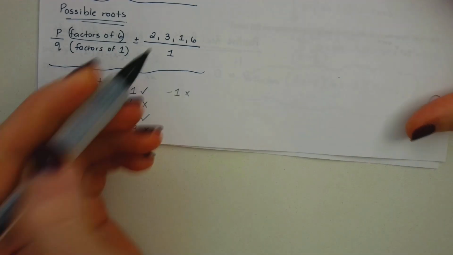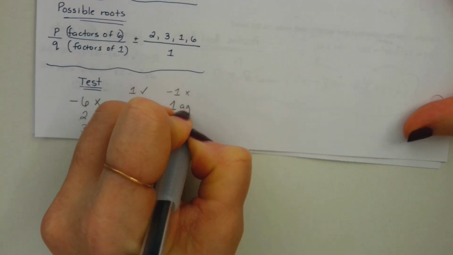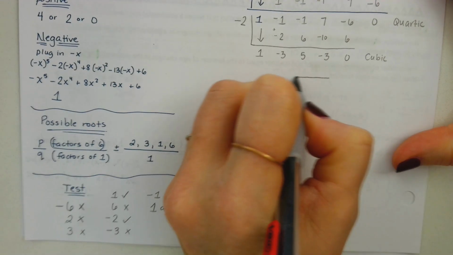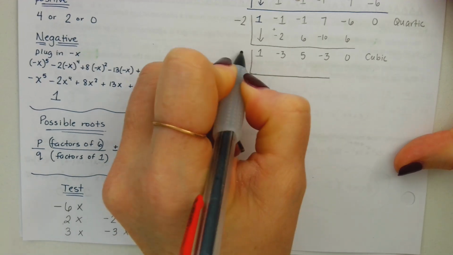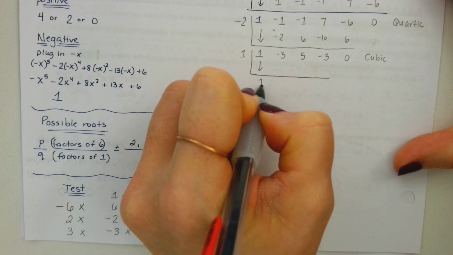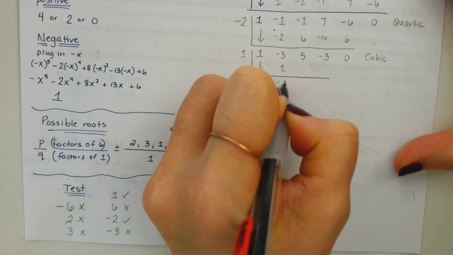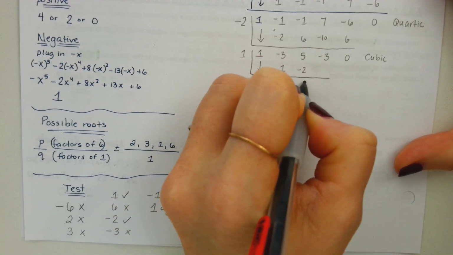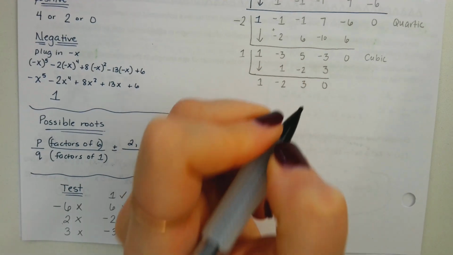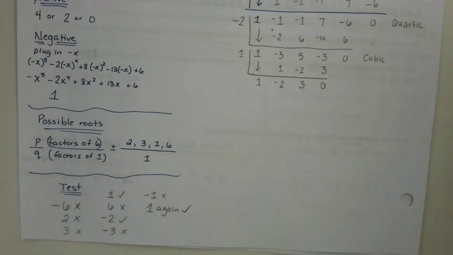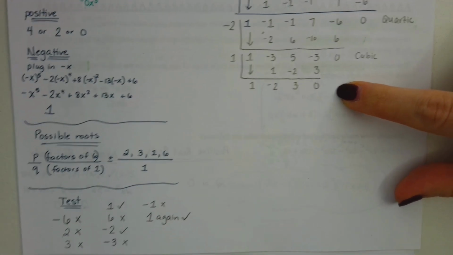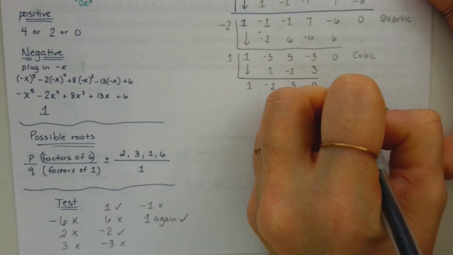So I'm checking one again, just building it on to what we have already. Did it work again? Hallelujah. Which means this was a cubic. We took out one more root. What is it now? Quadratic. Yep.